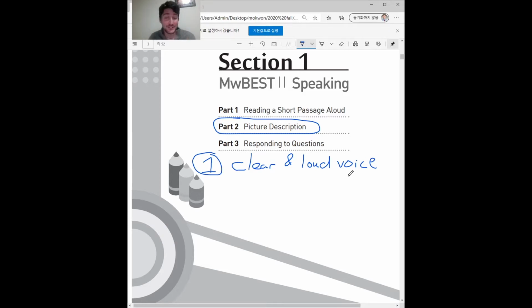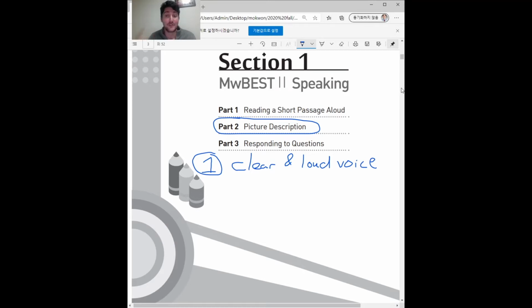If your professor cannot hear you, we cannot know if you are good at English. Maybe you're really good at English, but you speak with a very 작은 목소리, right? If you speak too quietly, your professor can't understand you. We won't be able to hear you. So always use a very clear, very loud voice, and that will make you sound very confident.